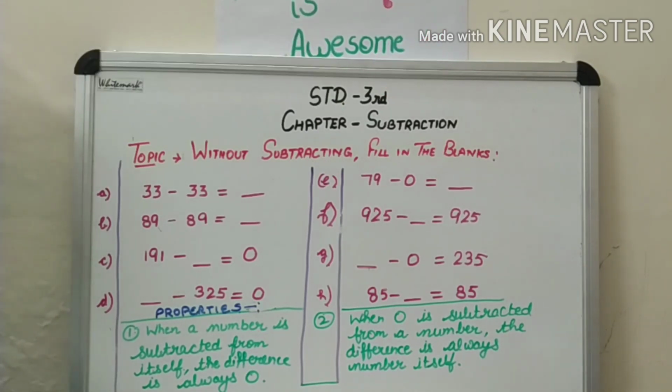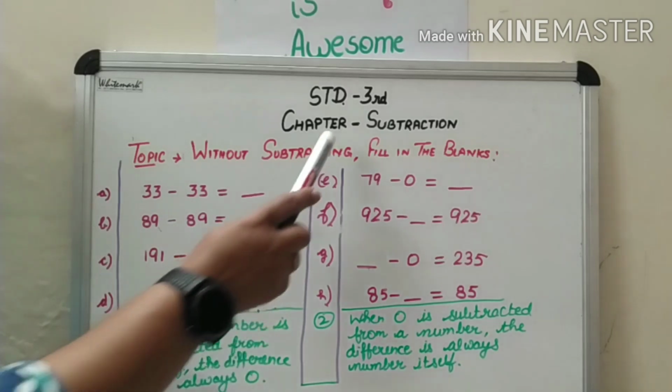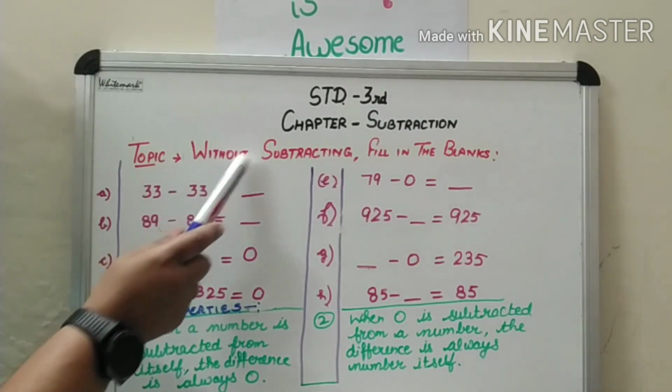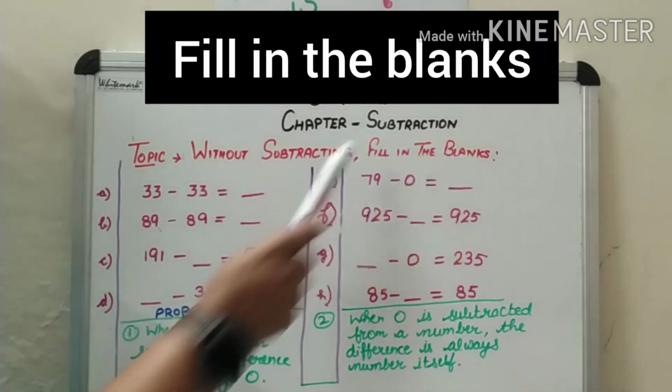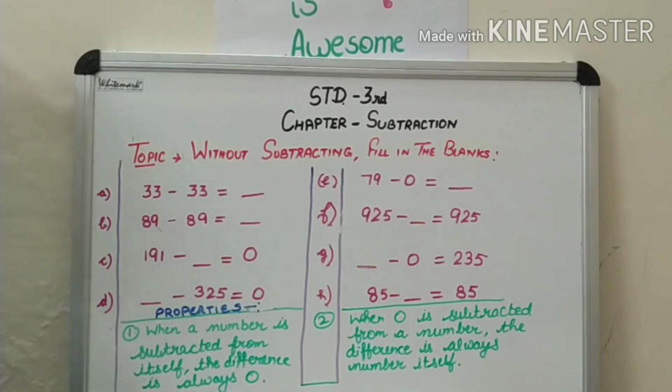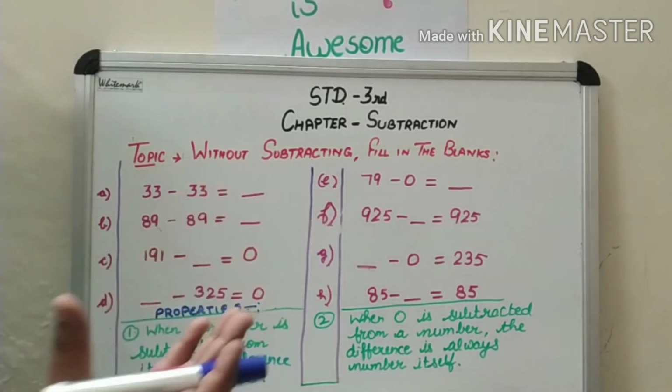Second part of this chapter, that is subtraction. And for today our topic is without subtracting, fill in the blanks. Children, how will you do this question? Before that, you should have knowledge about the properties of subtraction. There are two main properties, children, according to which you can solve this question.